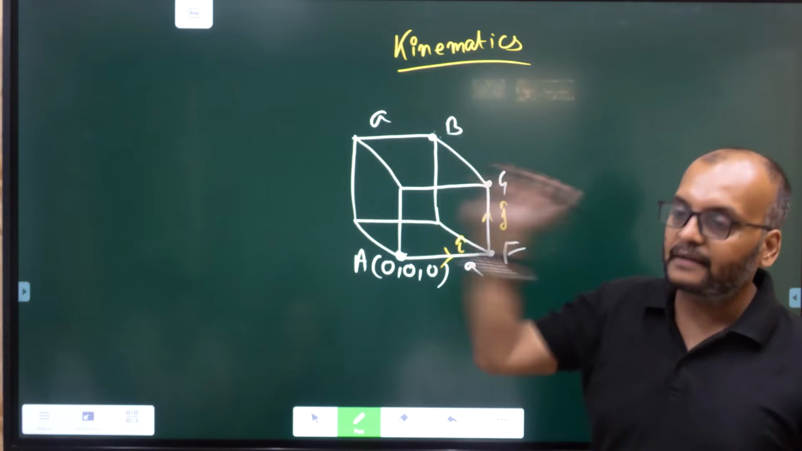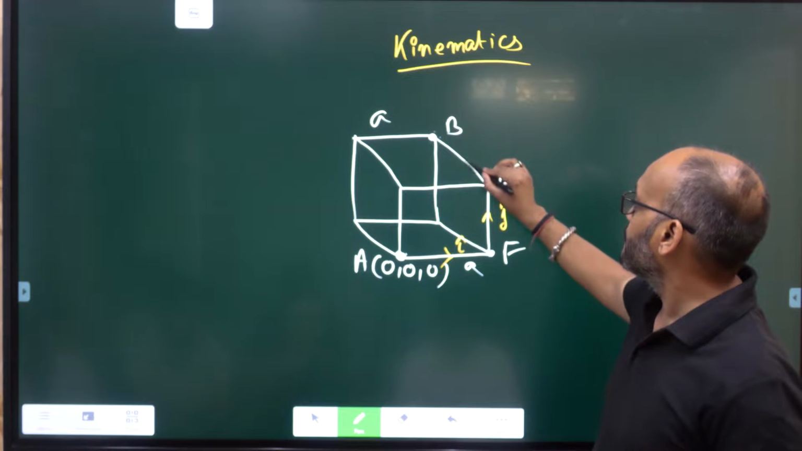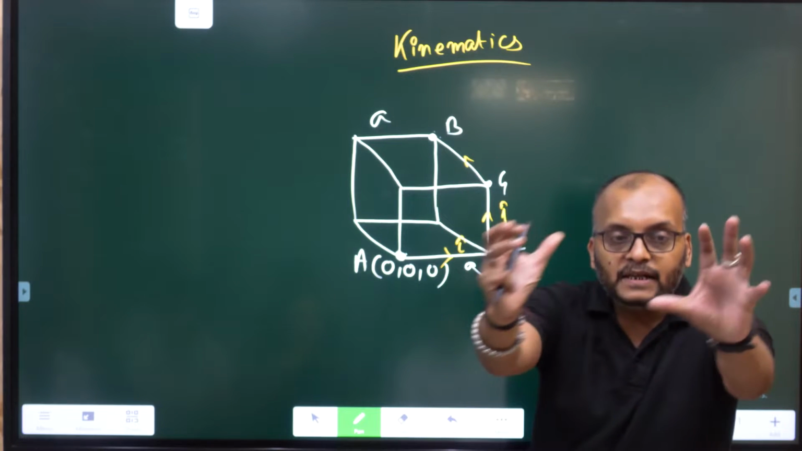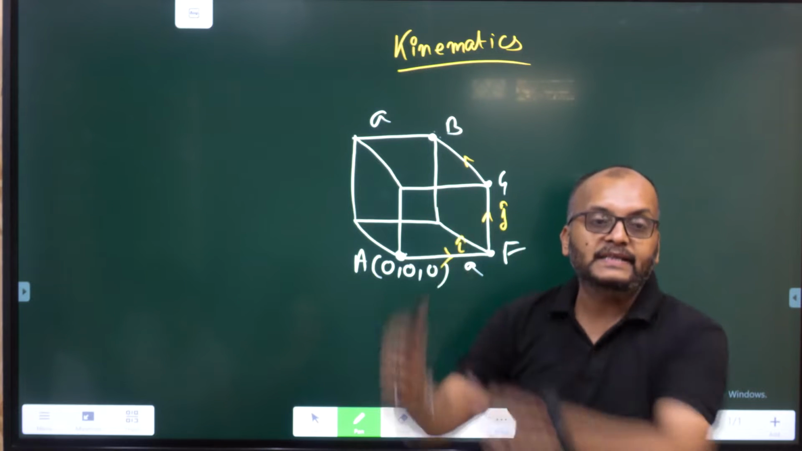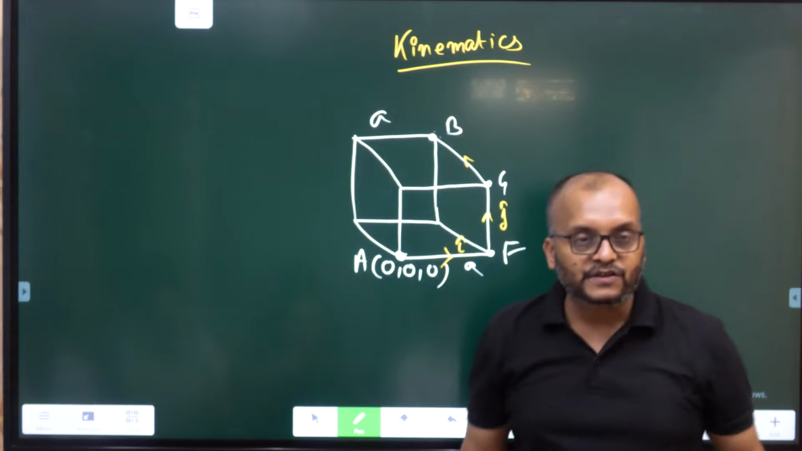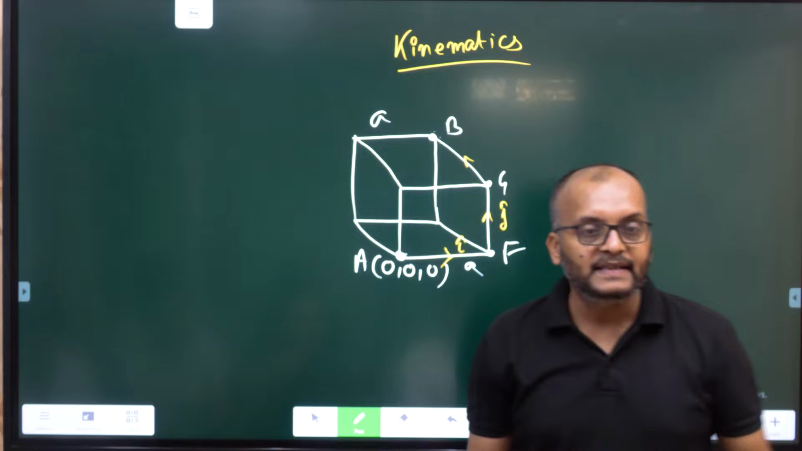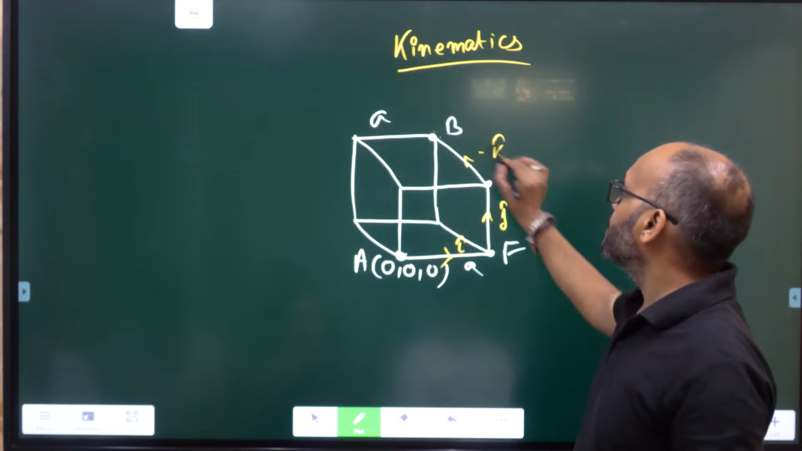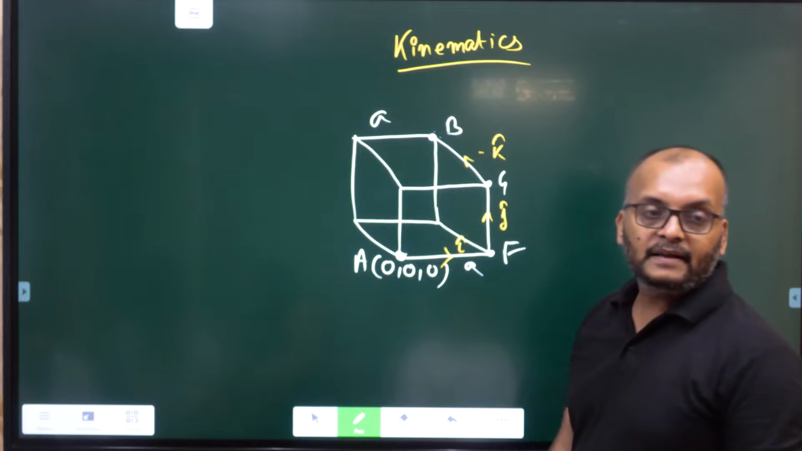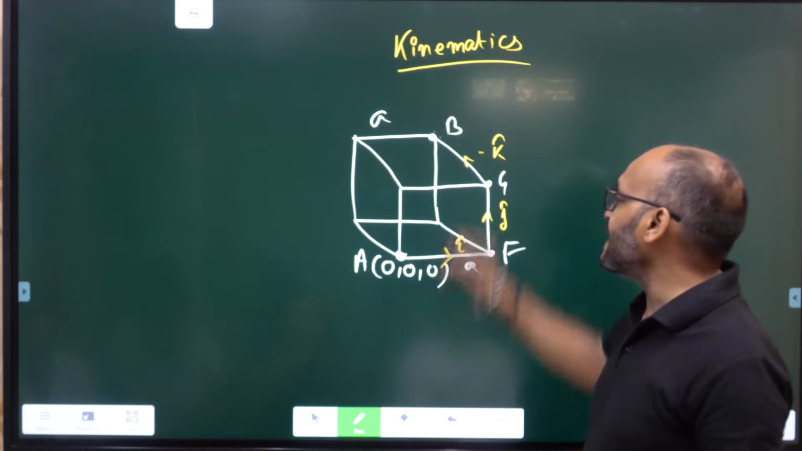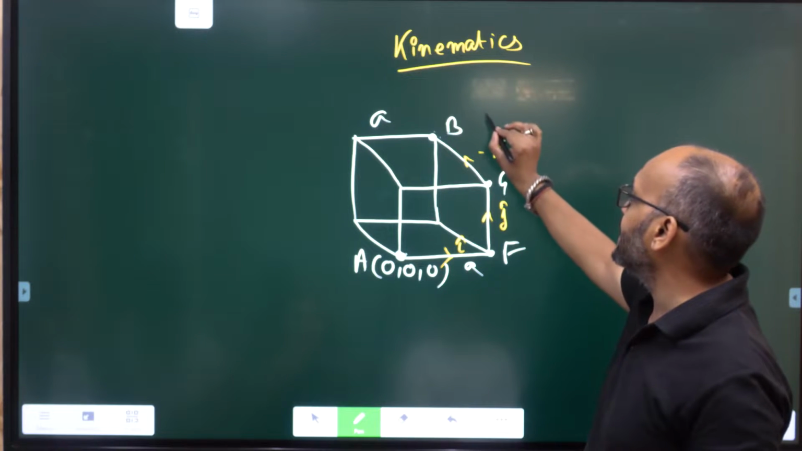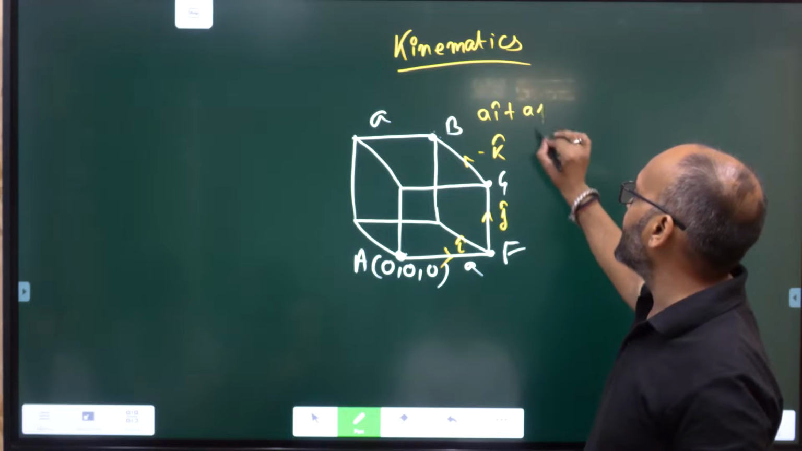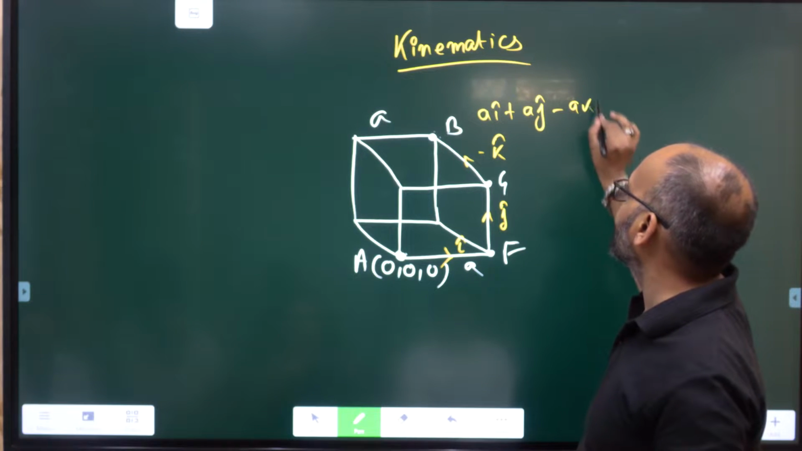Then I am going back. Coming out is positive, going back is negative. Coming out is positive z-axis, going back is negative z-axis. So what will be the coordinates of B? Or can I write B in the vector form? Obviously I can. It will be a i cap plus a j cap minus a k cap.